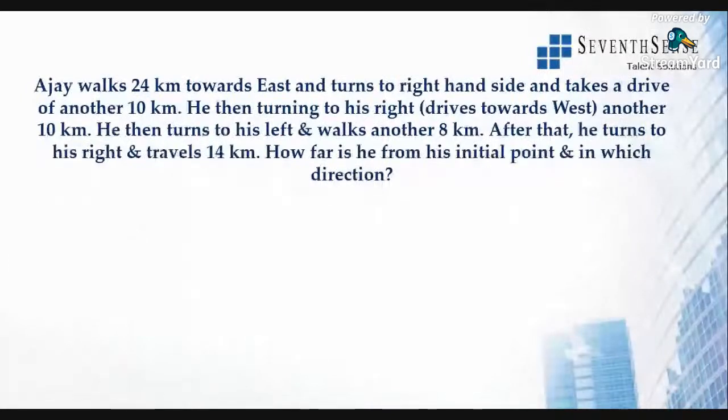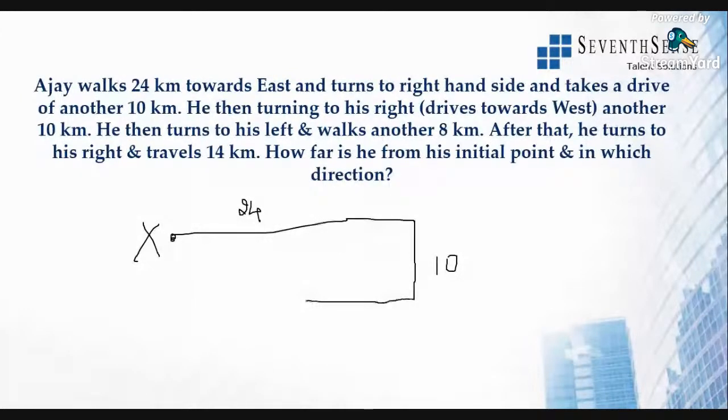So I didn't read that question. So X is here. He travels 24 kilometers. First he takes right and travels 10 kilometers. Then another west, he travels another 10 kilometers. Then after 10 kilometers, he turns to his left. He turns to his left in the sense from west, left, it will be towards south.